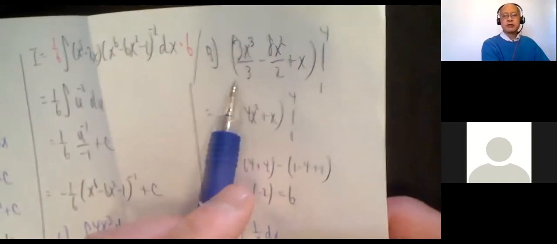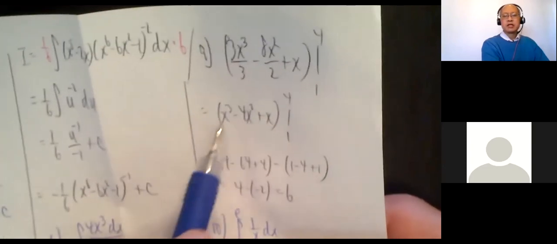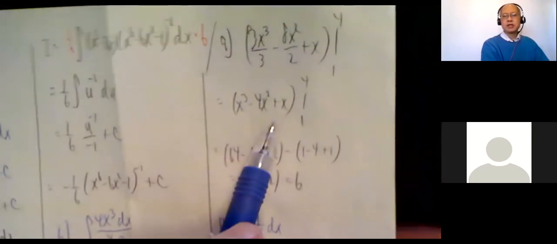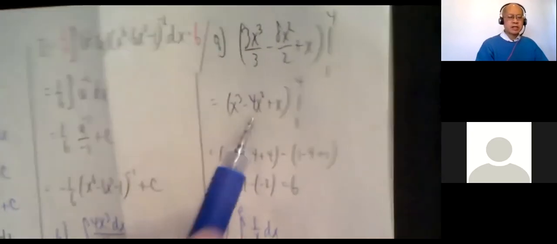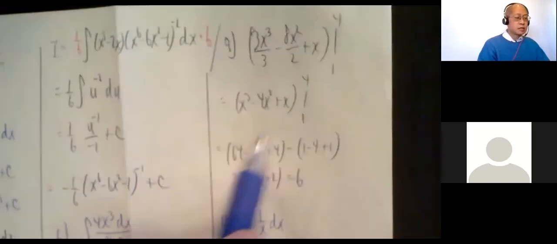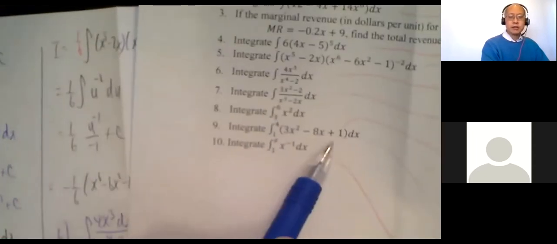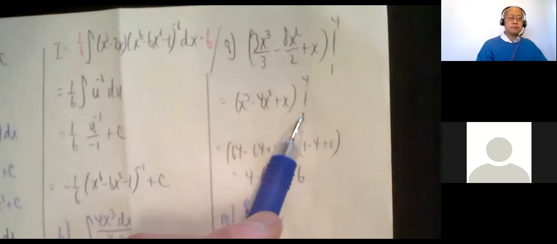integrate 3x cubed over 3 minus 8x squared over 2 plus x from 1 to 4. Simplify: x cubed minus 4x squared plus x. Quick double check. What is the derivative of this? The derivative of x cubed is indeed 3x squared. The derivative of negative 4x squared is negative 8x. The derivative of x is 1. Yes. Again, if you have extra time, double check your work.